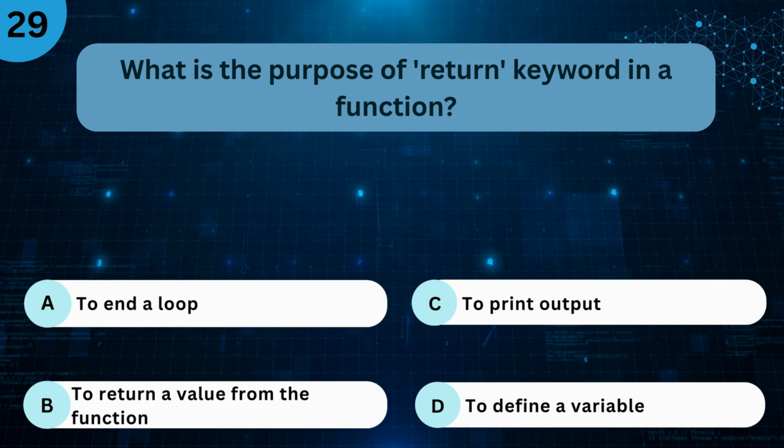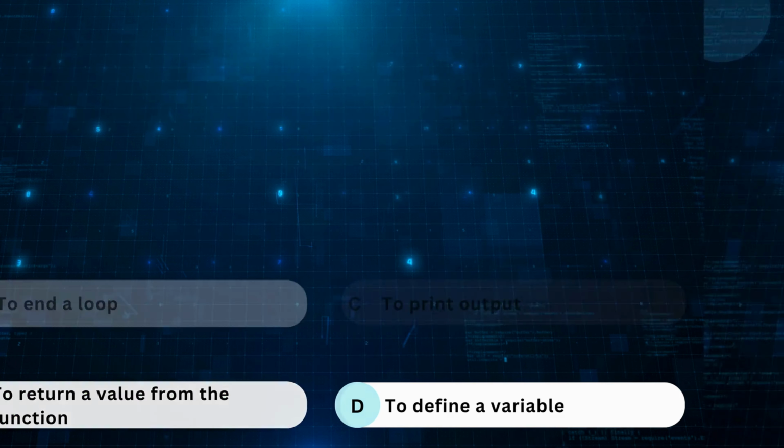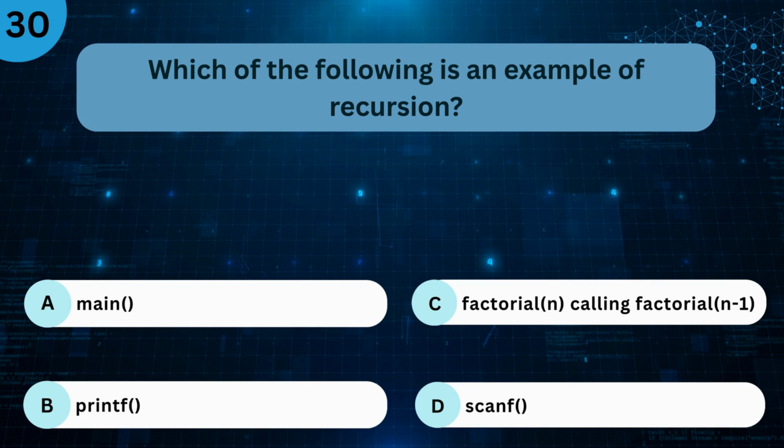A. To end a loop. B. To return a value from the function. C. To print output. D. To define a variable. The right answer is B. To return a value from the function. Which of the following is an example of recursion?